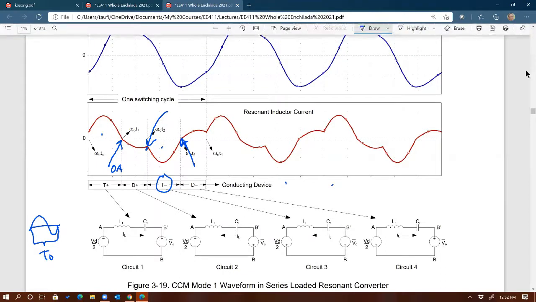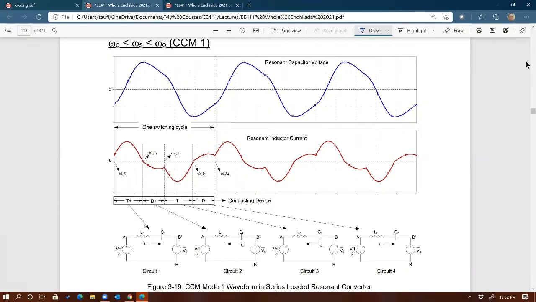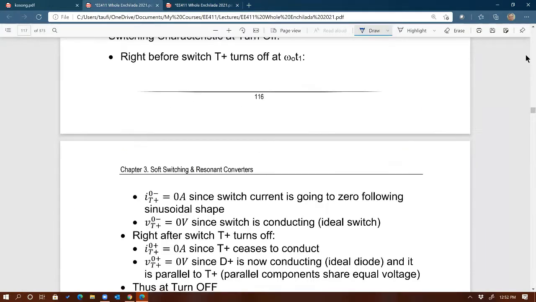That's the reason thyristor can still work for this one. Wait, remind me, can we use it in DCM? Yes, we could, because it's the same thing for DCM, right? In DCM, current also goes to 0 before we turn off the switch, right?